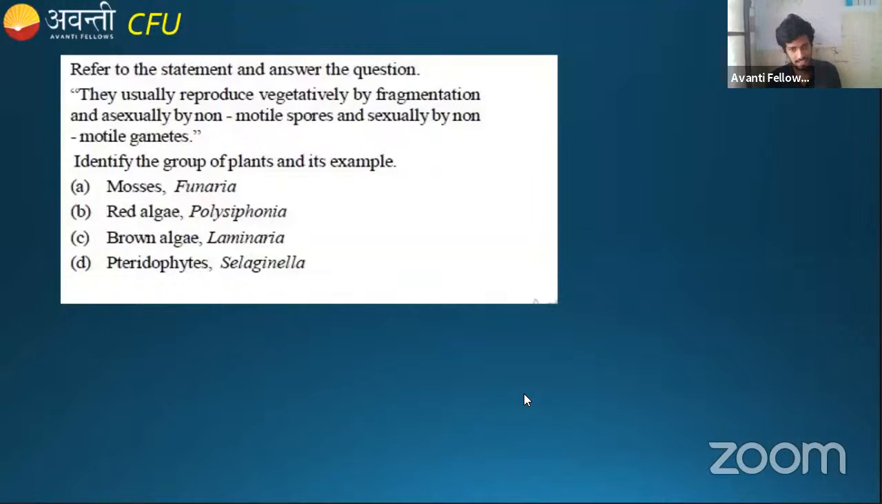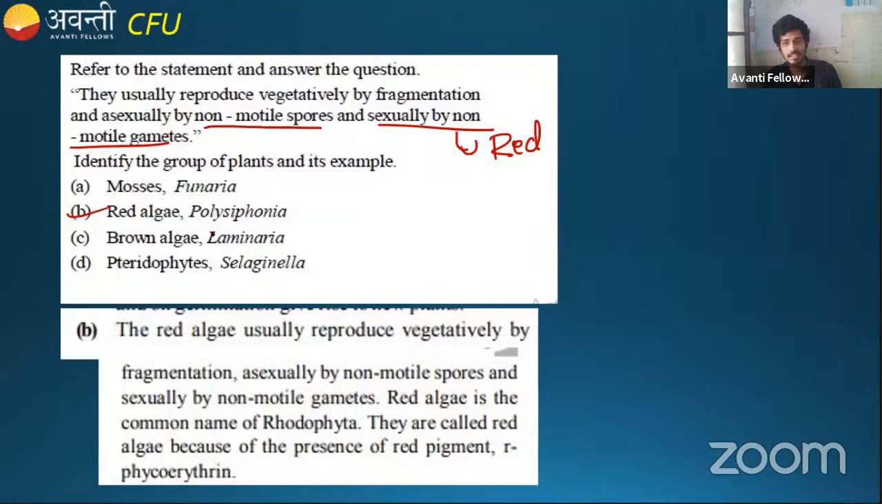Yes, correct. So many of you on YouTube answered correctly. I'll stop sharing the result, so we will check the answer. What is the important thing we have to check here? They usually reproduce by vegetative fragmentation, everything does that, we will leave that. They reproduce asexually by non-motile spores and sexually by non-motile gametes. So then we have to think about the red algae. Red algae is the only algae which reproduces without the use of flagella. So where is red algae? Here only, the Polysiphonia. You can directly go for it. It's such an easy question.